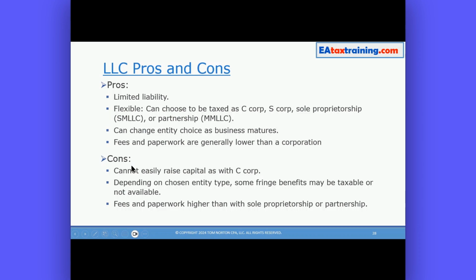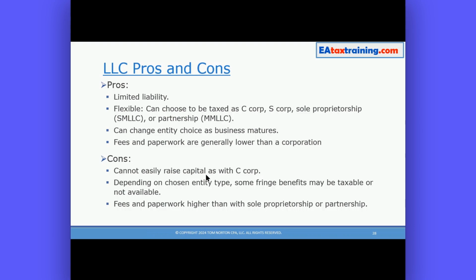a corporation. The disadvantages, the cons, is it's not as easy to raise capital as with a C corp. So with a C corp, you can have as many owners as you want, and you can issue all these different types of stock. You can go out into the stock market and issue stock. You can't do that with an LLC. So that's one of the disadvantages of an LLC compared to a corporation.